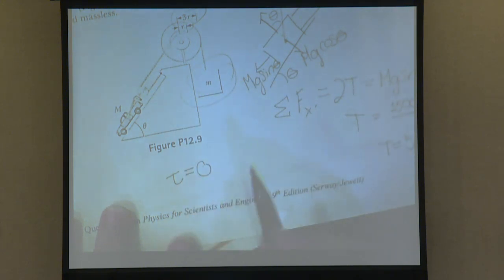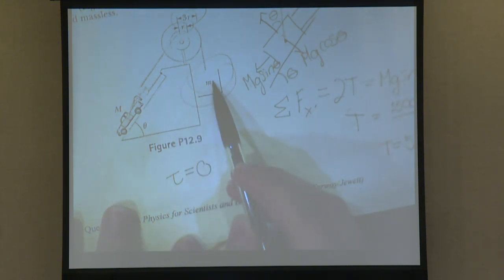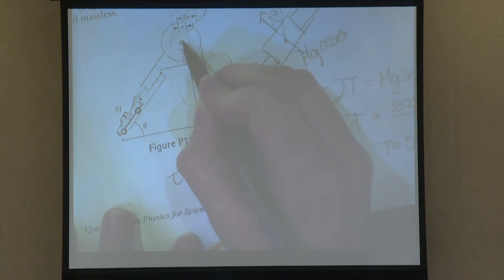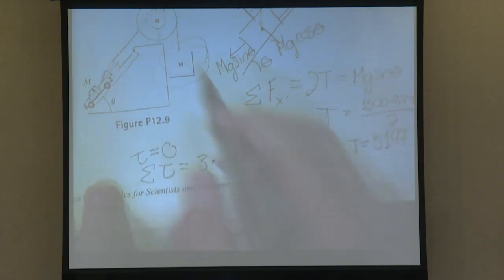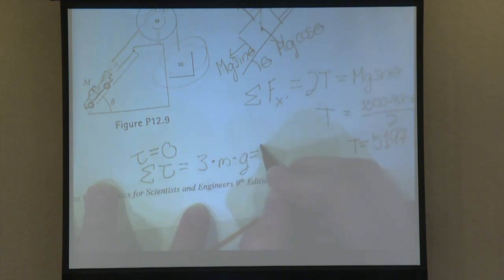Our force of mg, so our mass times gravity, is going to be 3R away from the center right here. So our torque is going to be equal to 3R, which is the radius, times the mass we're solving for, times gravity, and that has to be counterbalanced by the tension times the radius.